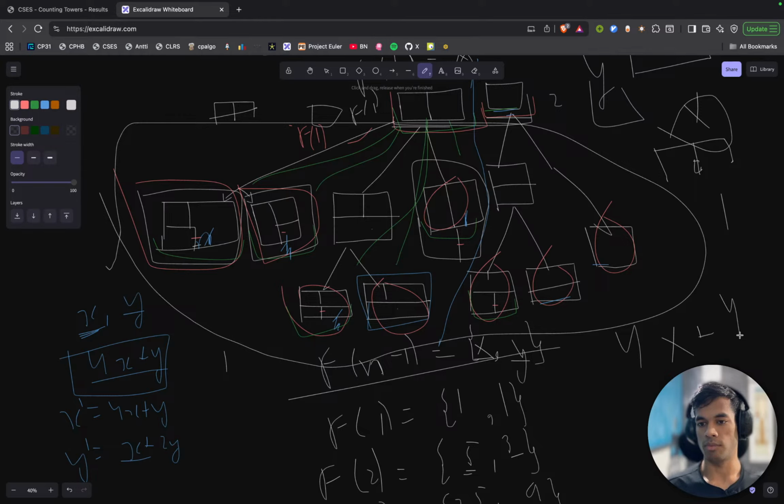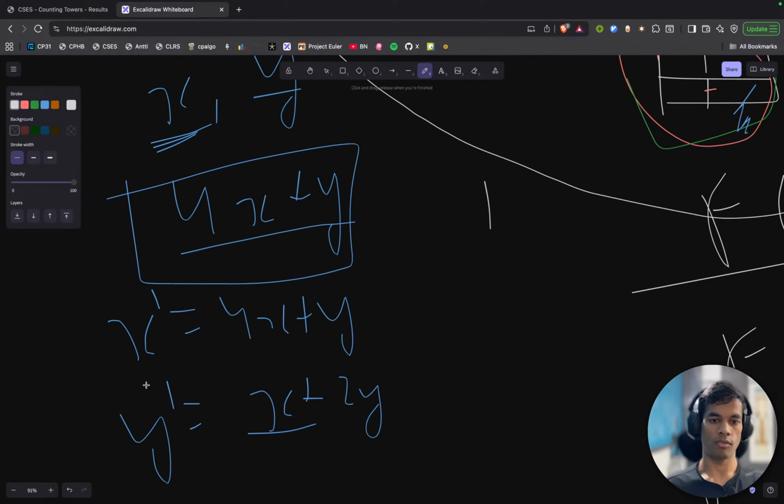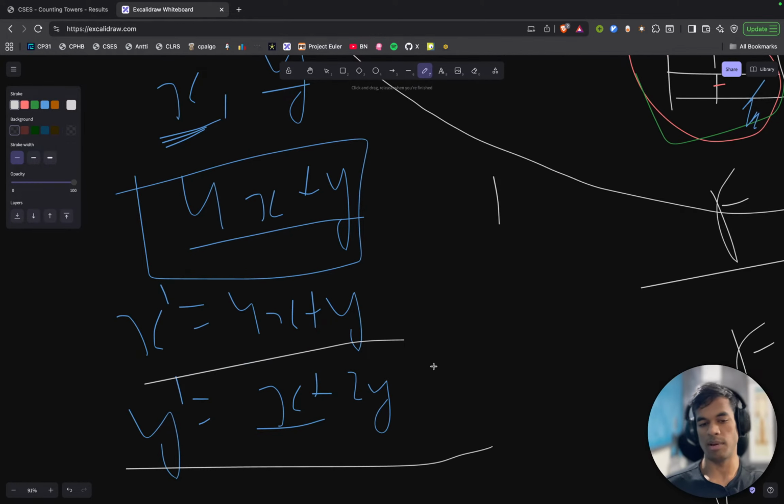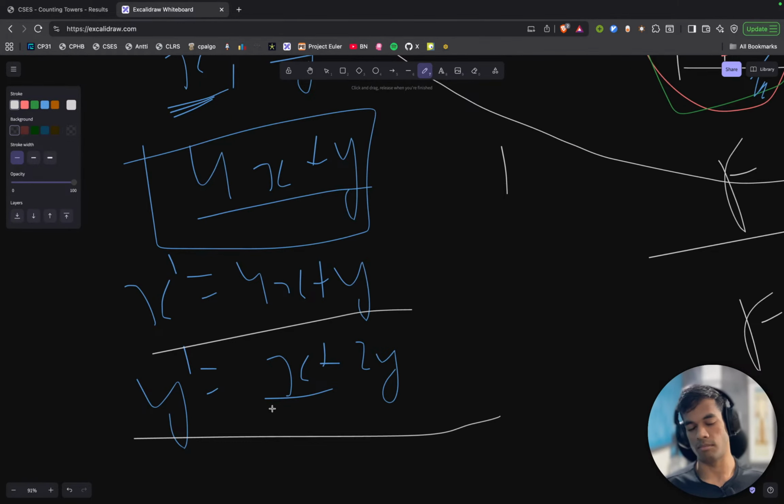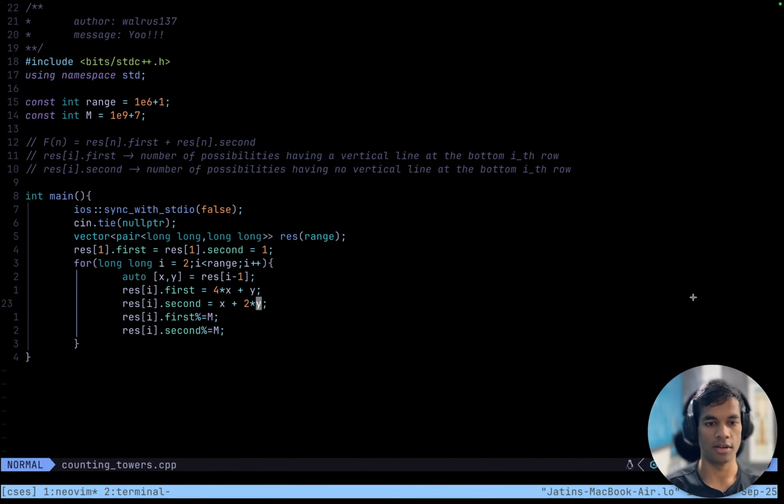So therefore the next x dash would be equal to just this thing, 4x plus y, and the remaining possibilities are where we do not have any vertical lines at all, and these are given rise to by these things like this, right?